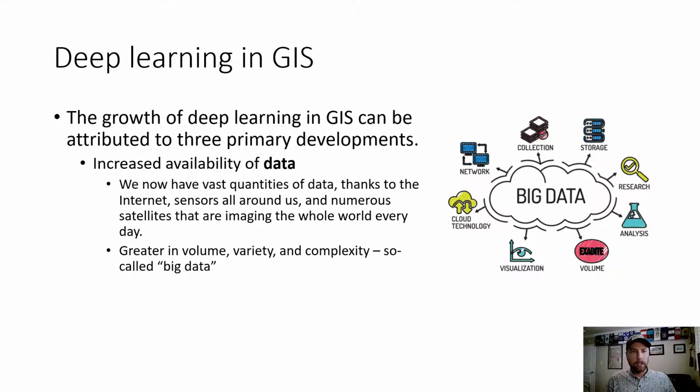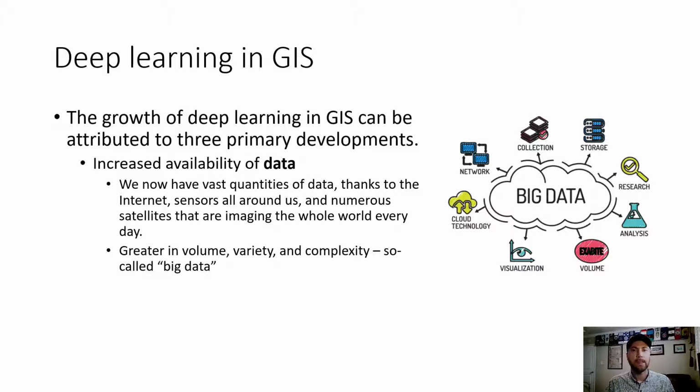So, deep learning in GIS. The growth of deep learning in GIS can be attributed to three primary developments. One, increased availability of data. And I've talked about this in other contexts, but essentially over the last 20 years or so, the sheer volume of data has continued to increase to a point where we need better ways of processing it, right?